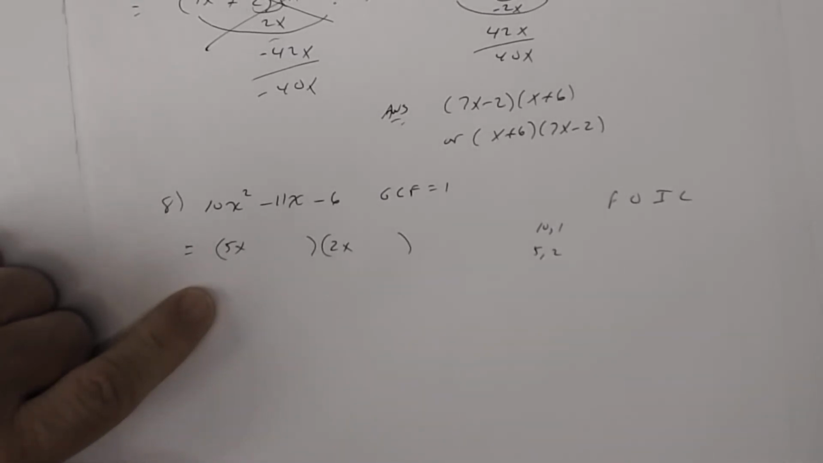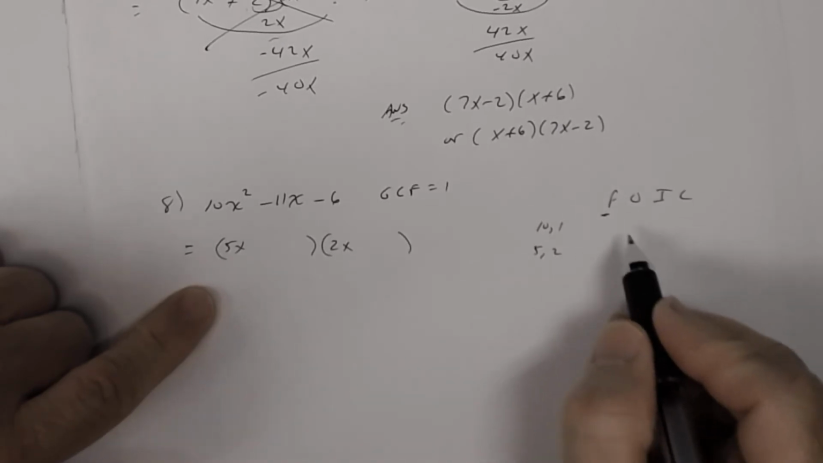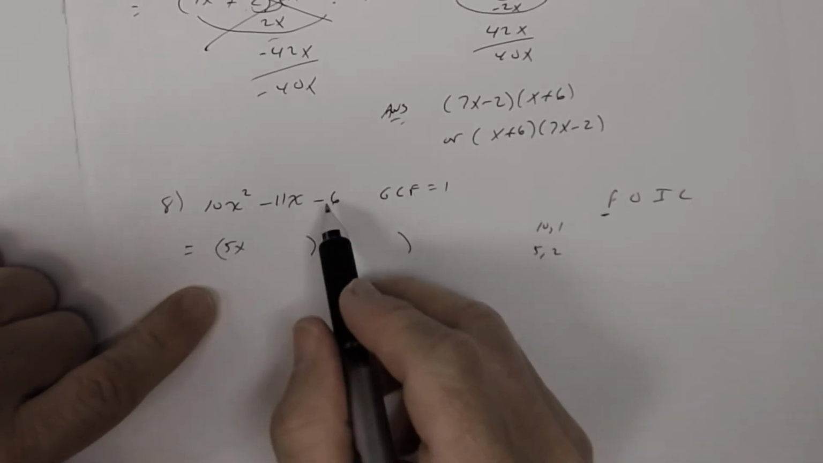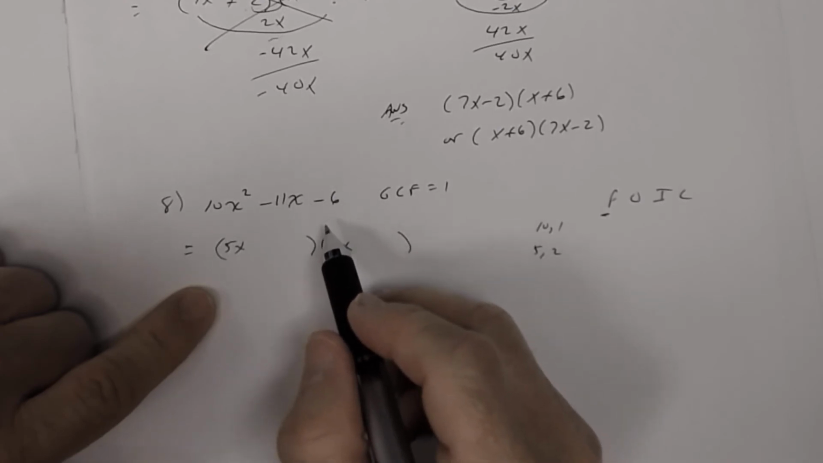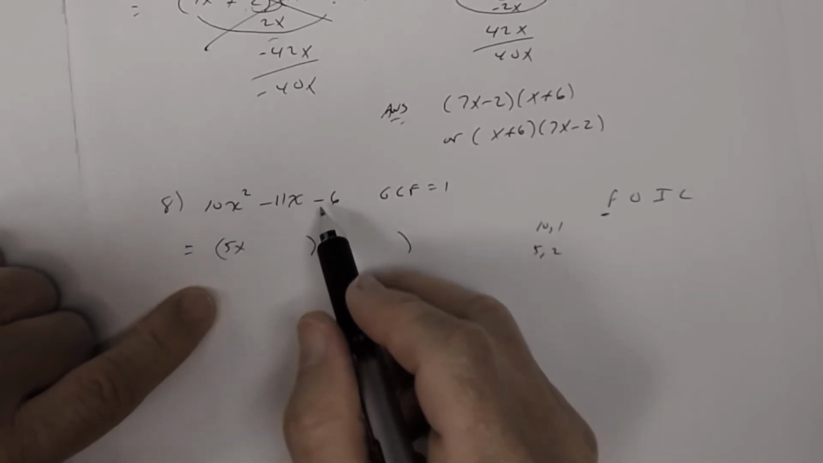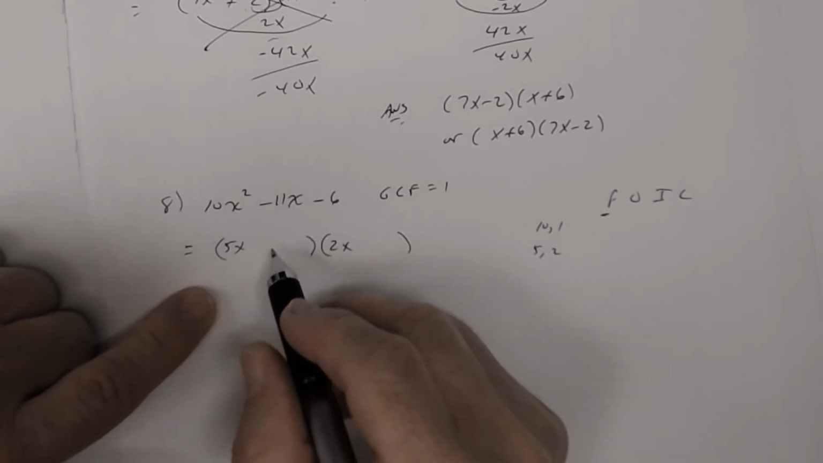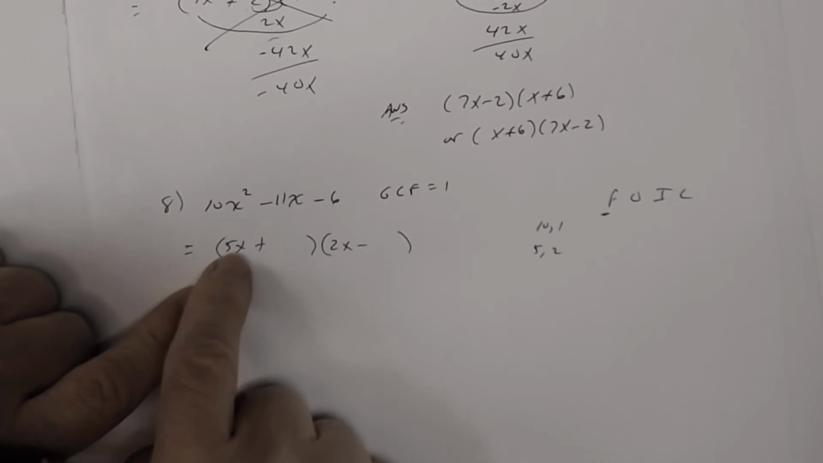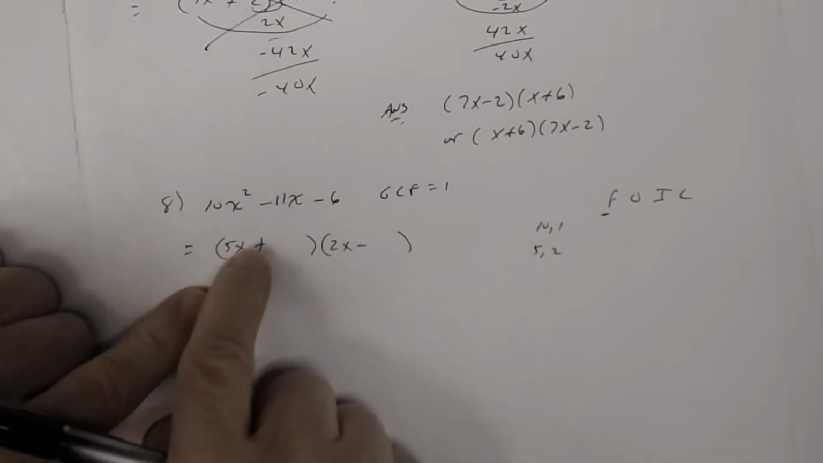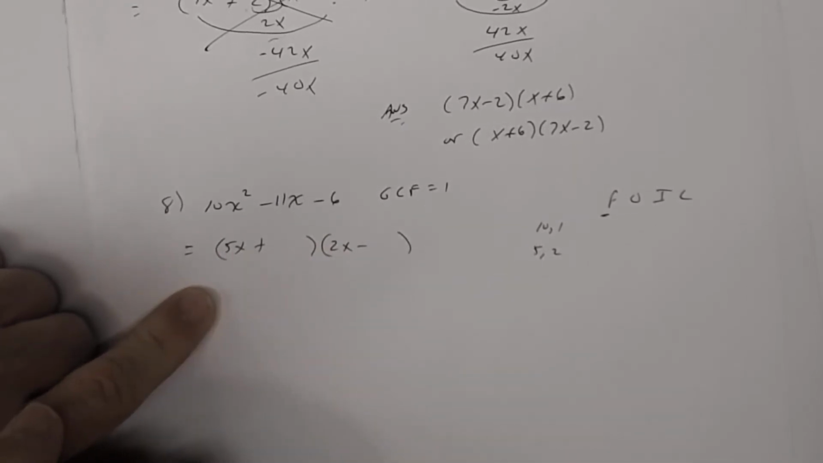Okay. So far my F is okay. Now let's go to L. Your L is -6, right? Since the last sign is negative, that means your signs in here are different. So let's say plus, minus. It may have to be 5x minus and then 2x plus. I don't know. We're going to do the trial and error and see what happens.